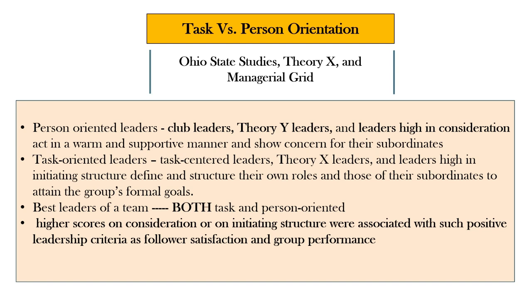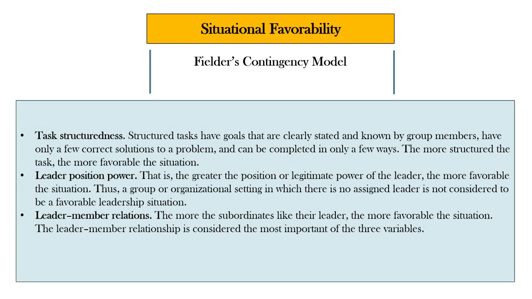Okay, right, so we also have situational favorability by Fiedler's contingency model, which has three key terms. We have task structure, leader position power, and leader-member relations.